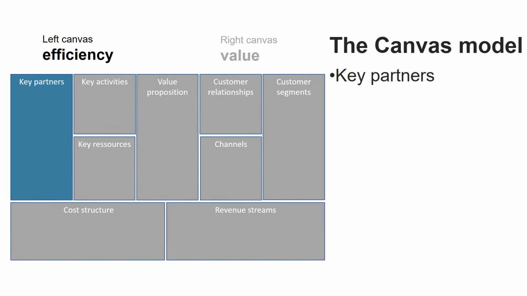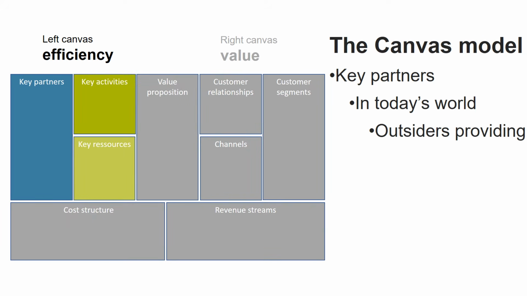In the third building block on the left side of the model, key partners, we establish a network of suppliers and partners that make the business model work. In today's world, you cannot be good at all the activities you need, and you cannot have all the resources you need. You therefore have to get people or companies from outside your organization to be part of your business model. They have to provide either resources or activities.